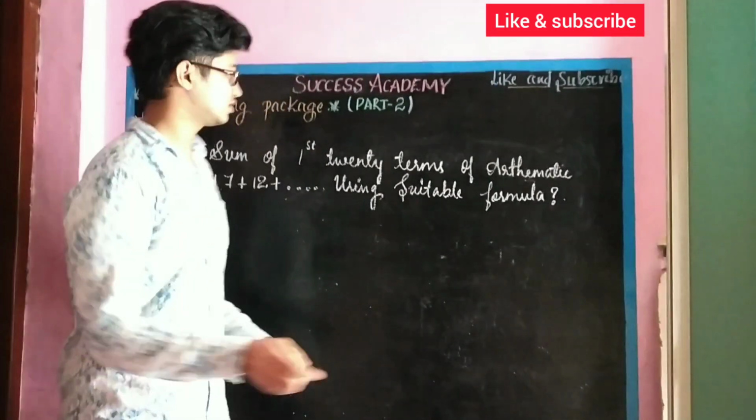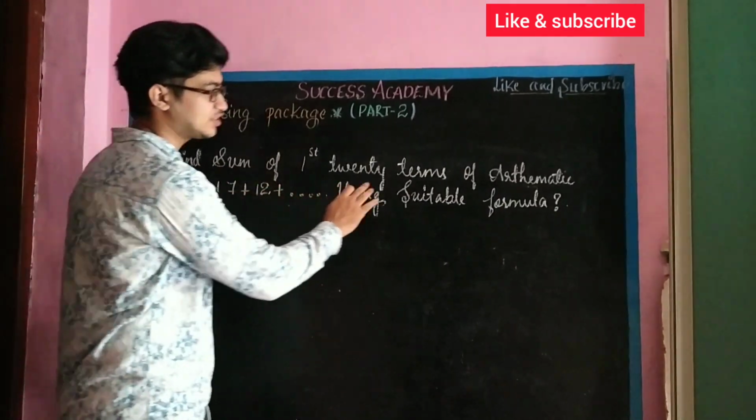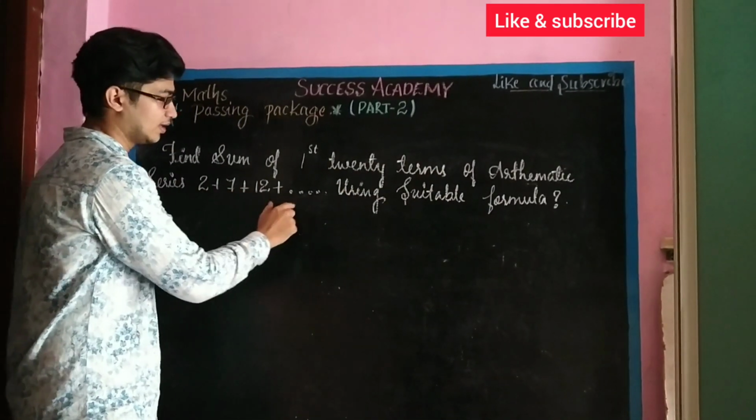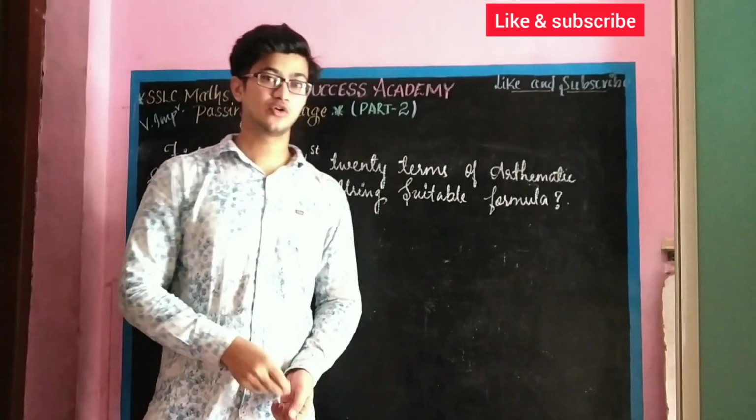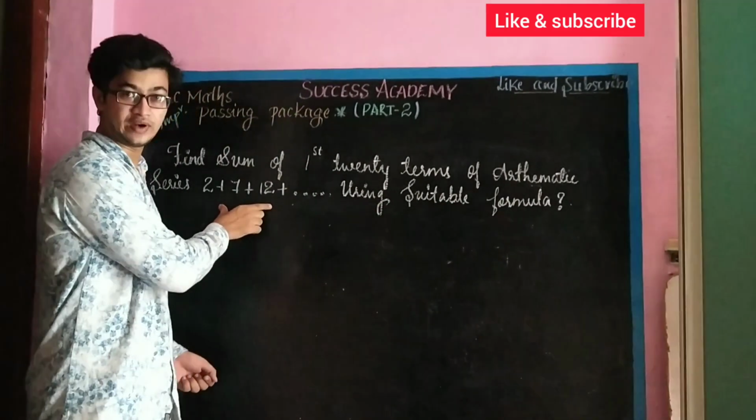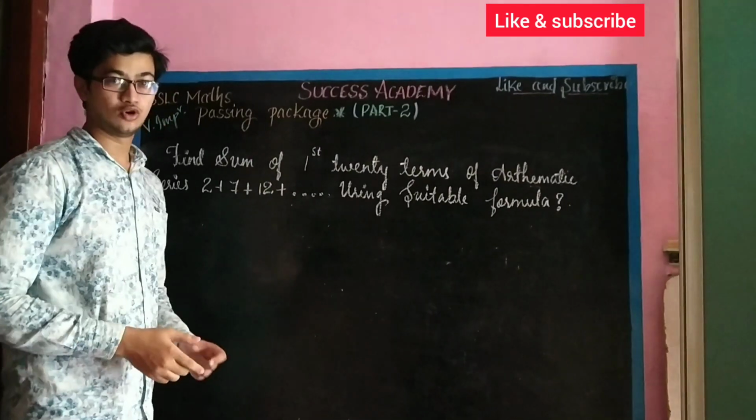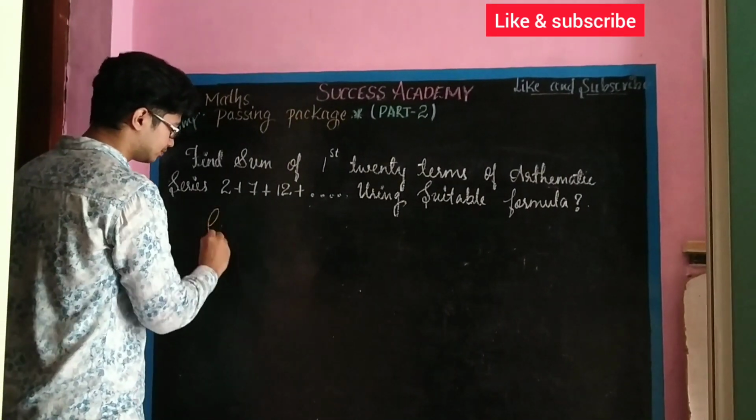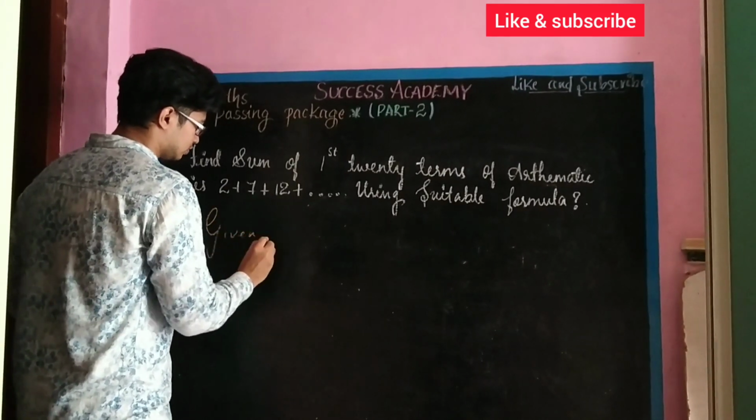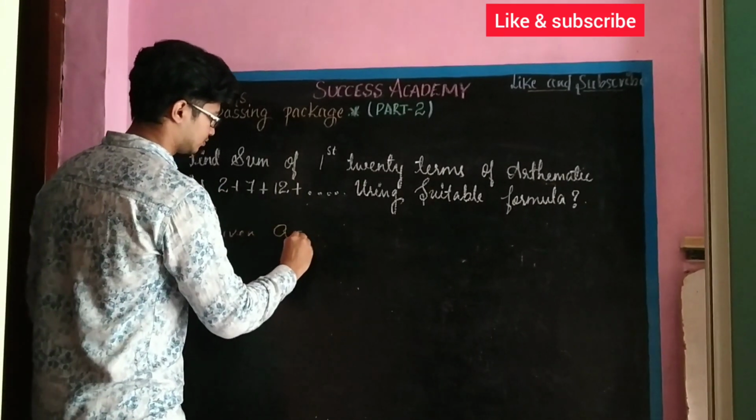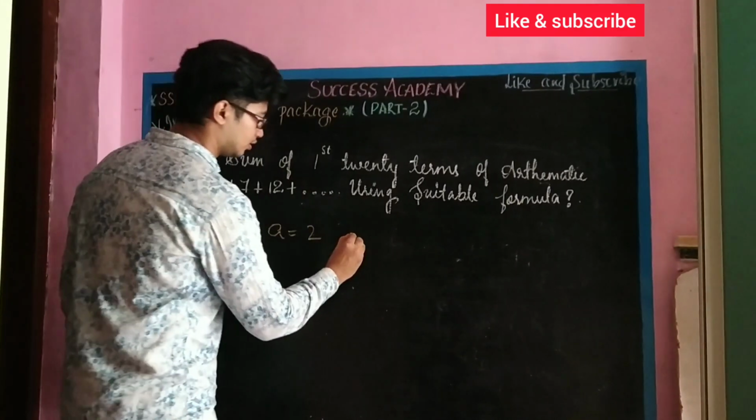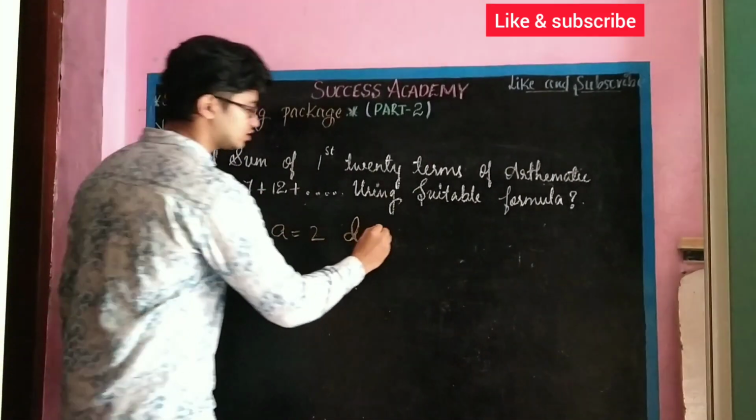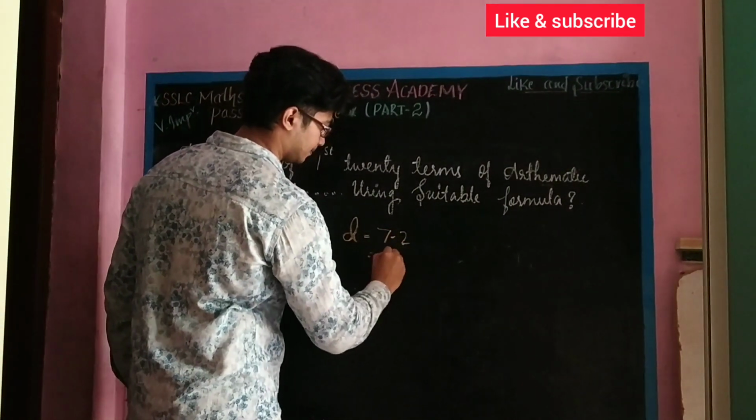The problem is: find the sum of the first 20 terms of the AP. The numbers they have given are 2, 7, 12, using a suitable formula. We have to find the sum of the first 20 terms of this series. Okay friends, let's write down the data. Given: a, the first term, is 2. Common difference d is equal to second term minus first term, 7 minus 2, which is 5.